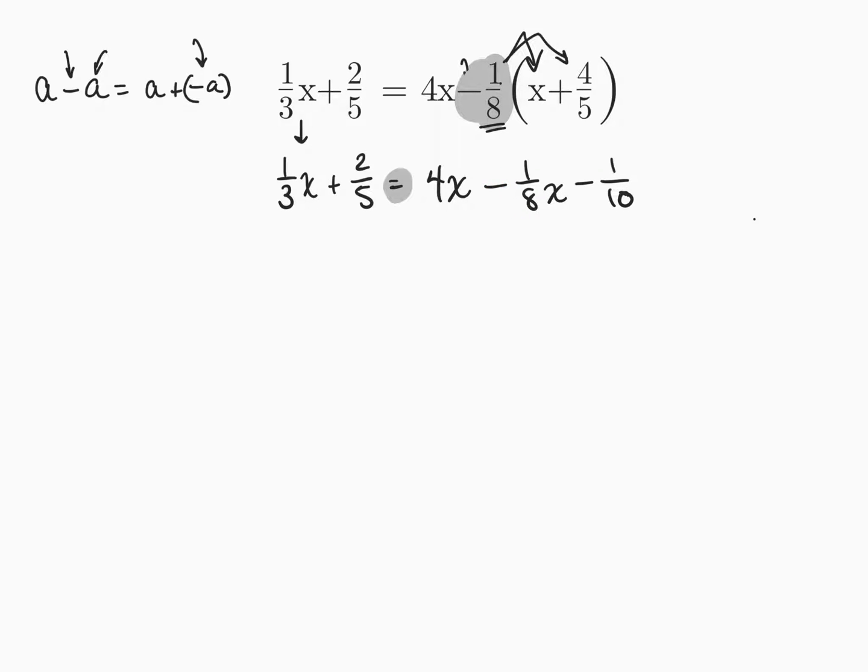What I'm always a fan of is setting up my next line. The left-hand side I haven't done anything with, so I'm going to write 1/3 x plus 2/5 is equal to, and now I'm going to do this combining of like terms. And again, I read it as 4 minus 1/8, and 4 minus 1/8 is going to be the answer of 31 over 8 x.